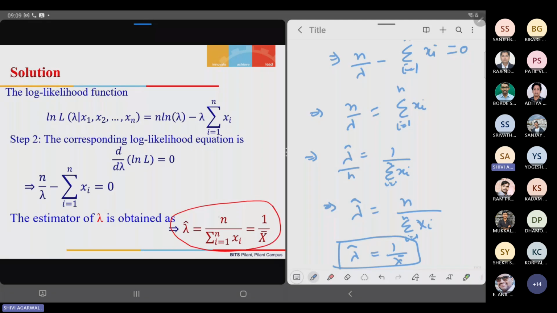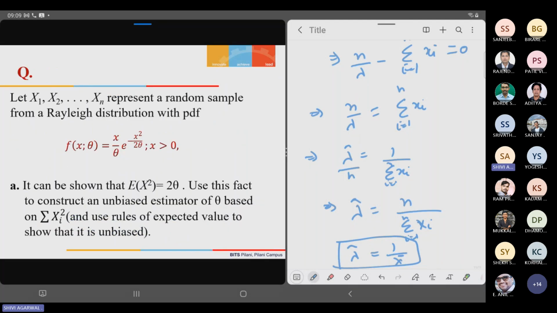Okay, so lambda hat is equal to 1 upon x bar. Some more examples.